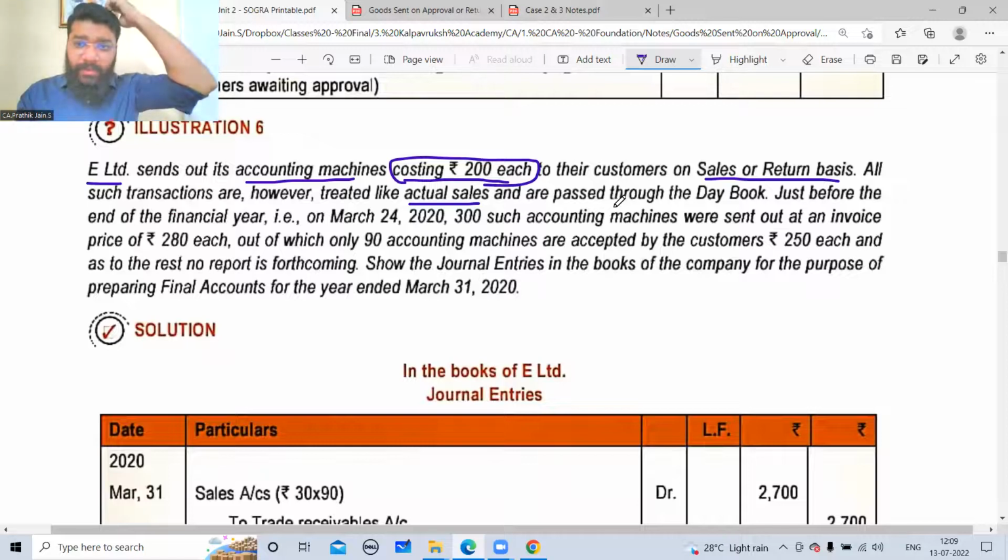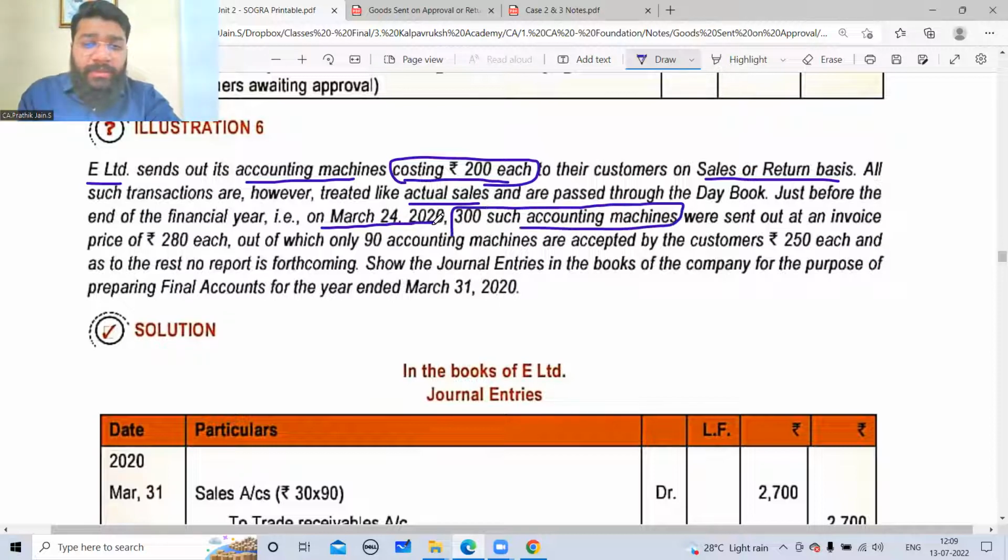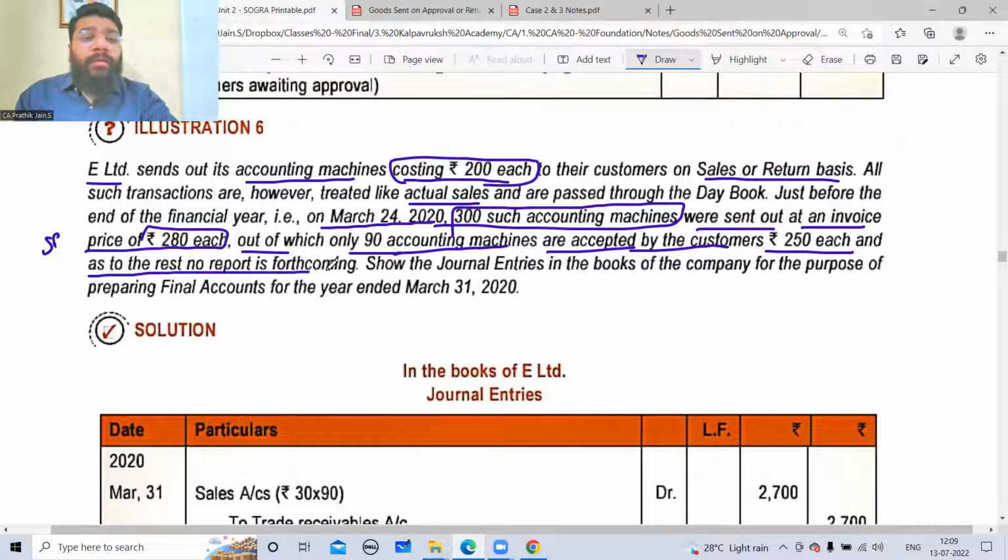Okay. Just before the end of the financial year, that is on March 24, 2020, 300 such accounting machines were sent out at an invoice price of 280 each. Invoice price means selling price. Out of which only 90 accounting machines are accepted by the customer at 250 each. And as to the rest, no report is forthcoming. Show the journal entries in the books of the company for the purpose of preparing the final accounts for the year 31st March 2020.